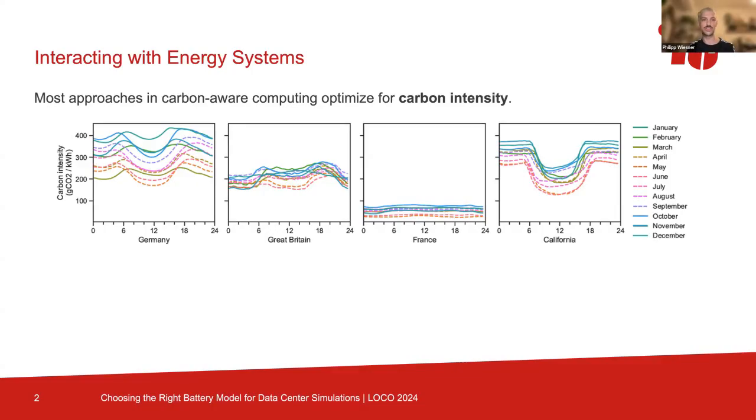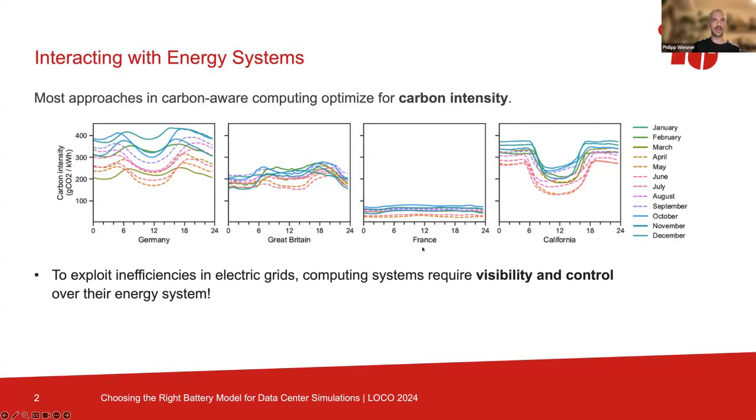So grid congestions, curtailments, and so on are usually not reflected in this metric just because it's too coarse. We are averaging over very large areas, entire countries, for example. So really local inefficiencies in grids are not reflected here. And this is why in the last couple of years, we've also seen it here at this workshop, there has been a trend towards better understanding where my energy is actually coming from. So we want to provide computing systems with more visibility and control over the energy system in order to exploit inefficiencies like curtailment periods, for example.